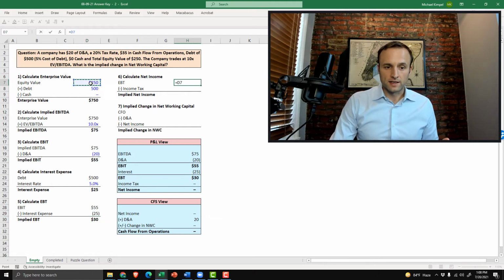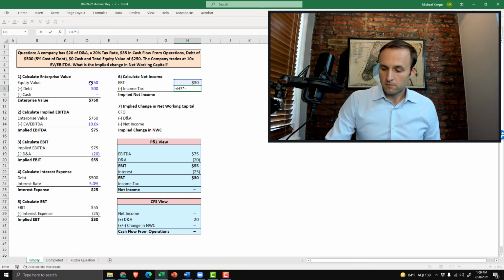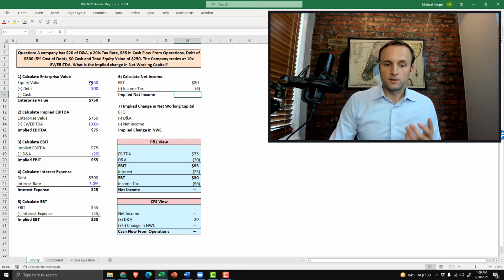We'll pull our taxable income up into step 6 and use that to calculate net income by subtracting taxes. So we were told we have a 20% tax rate. So we'll take the EBT up above times negative 0.2 to calculate out our taxes. And that can be used to get us down to net income. And now we have net income. So now that we have net income, we can work to the answer.